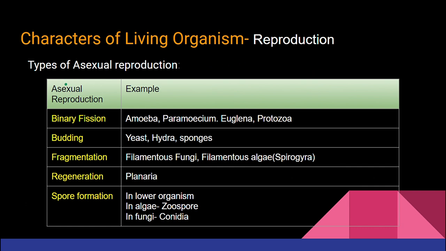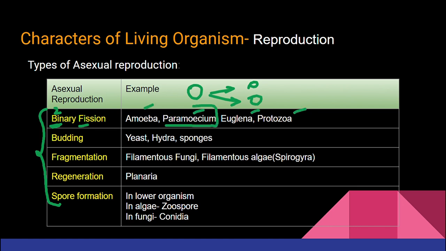Now let's see examples of asexual reproduction. We are not going to go into detail about this because we will see it in the upcoming chapters, right? So just the name and the example we are going to see. Asexual reproduction, binary fission. Bi means two, fission means breaking. So that means a single organism is going to break into two daughter cells. For example, amoeba, paramecium, euglena, protozoa.